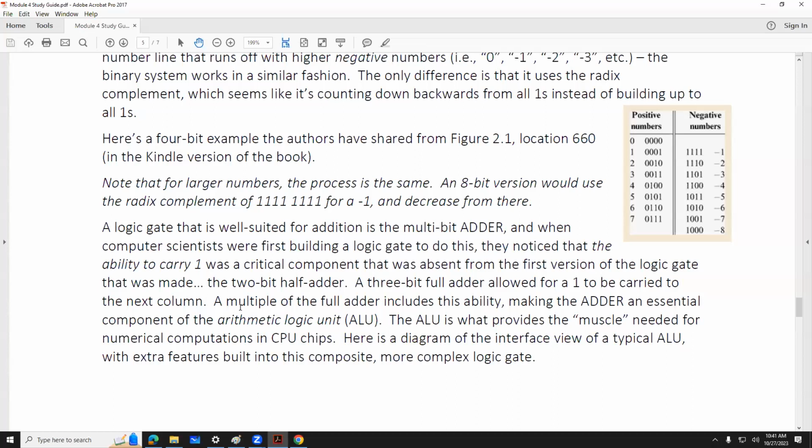Okay, so once you have a full adder and you have a 3-bit full adder, the one can be carried to the next column, you reach a tipping point, and that becomes what we know as the arithmetic logic unit. The arithmetic logic unit is the business end of a CPU. It's what actually performs the calculations that are stored in the memory register. Okay? And yes, 8-bit version, 16-bit version, 32-bit version. What are we dealing with now?